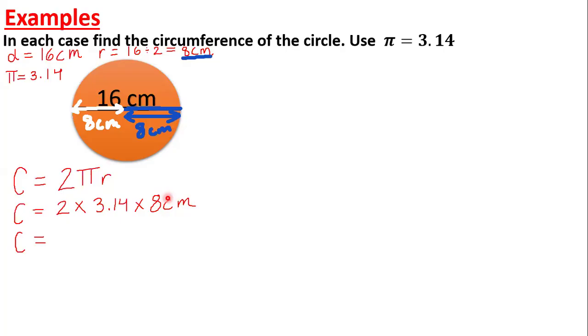Does that make sense? I hope that makes sense. R is 8, so you have to use 8, not 16. When you see 16, boom, half it, use 8. If they give you 20, half it, use 10. If they give you 12, half it, use 6. Sorry, that's for your radius.